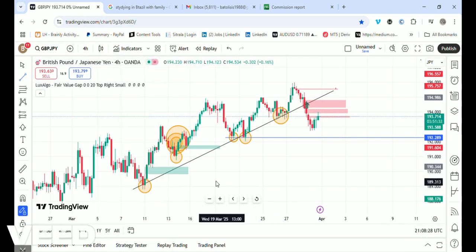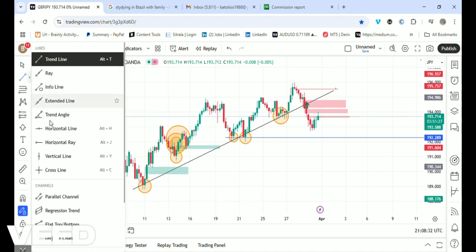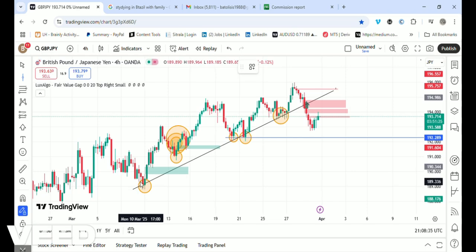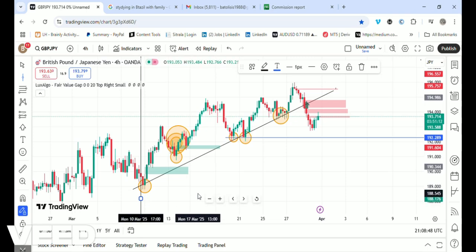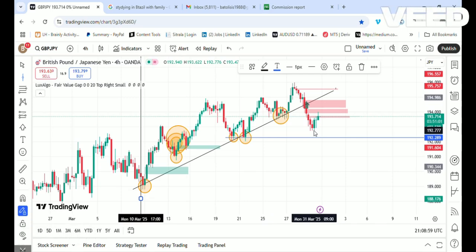Since this was an uptrend, this uptrend started on the 10th of March. Yeah, this is the beginning on the 10th of March. Let's say 10th, 11th, thereabouts. So the market started trending up, and this is up to the 31st of March. So the market has trended for 21 days. Basically it traded throughout the 3 weeks.